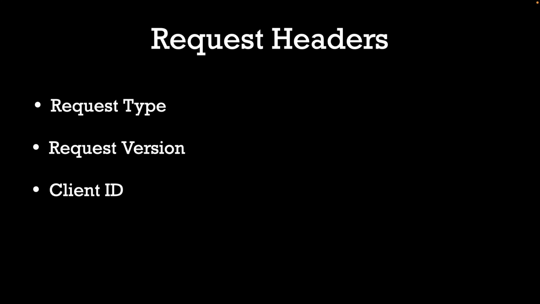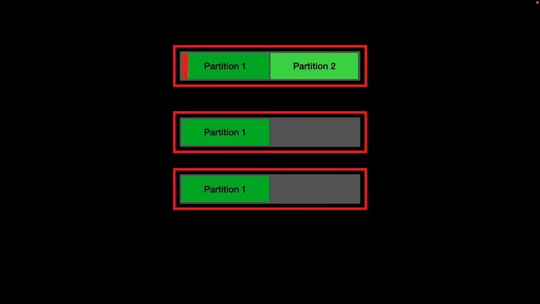After that, we have a client ID. Any client, whether a producer or a consumer, when connected to the Kafka cluster will have a client ID. This client ID is used for identifying the particular client. And after that, we have a correlation ID. This correlation ID is the ID of each and every request. It will be very helpful if we want to debug any issue with Kafka. So these are the request headers for each and every request the producer or the consumer makes to the Kafka brokers.